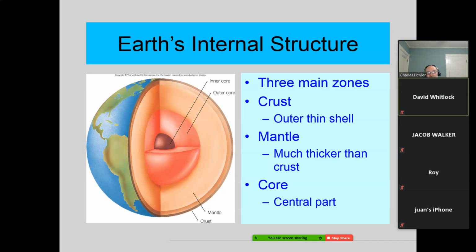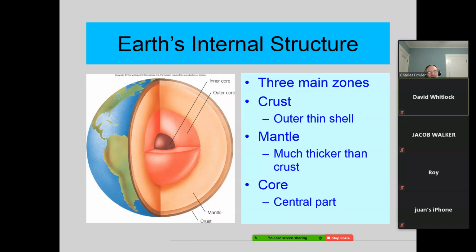Wait a minute, how many mines go down more than a mile? I don't know of any. Maybe there are some, but you don't ever get out of the crust. That's the only part we really know much about, and we don't know that much about it.